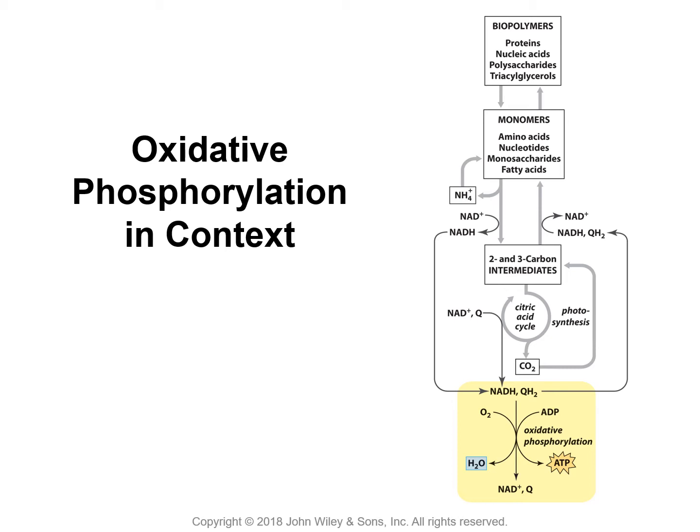The reduced cofactors NADH and QH2, which are generated in the oxidative catabolism of amino acids, monosaccharides, and fatty acids, are reoxidized by molecular oxygen. The free energy of this process is conserved in a manner that powers the synthesis of ATP from ADP plus P sub i.